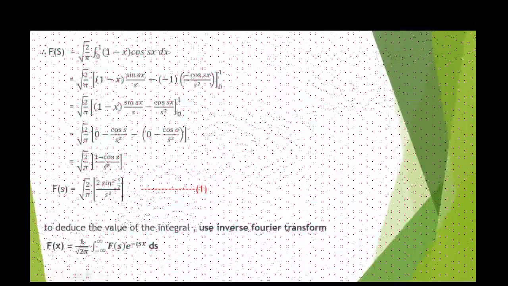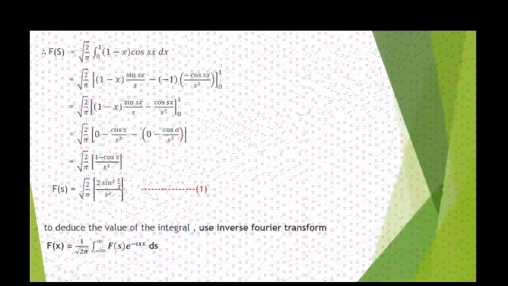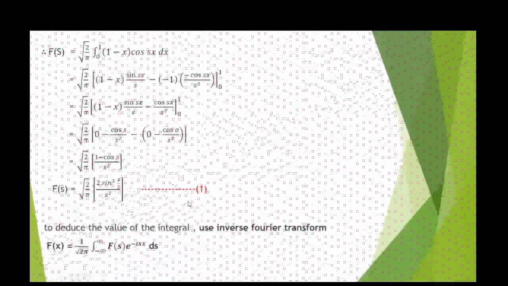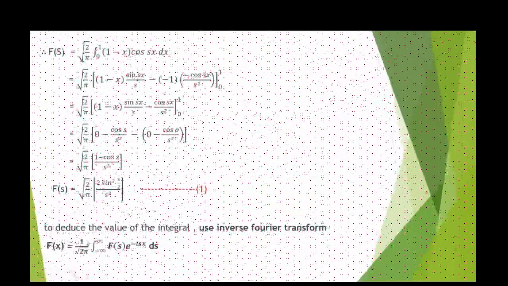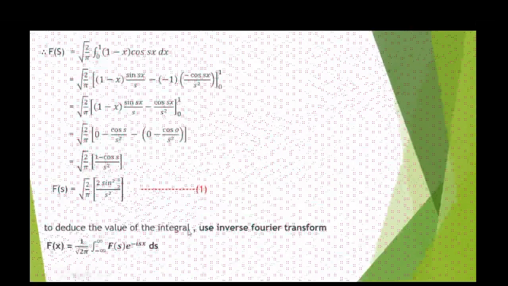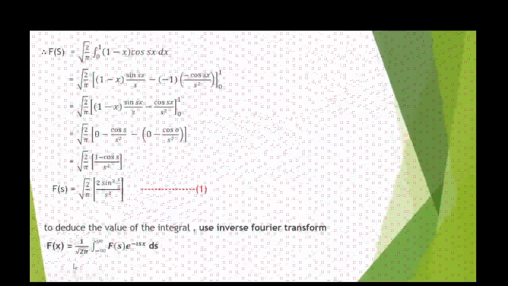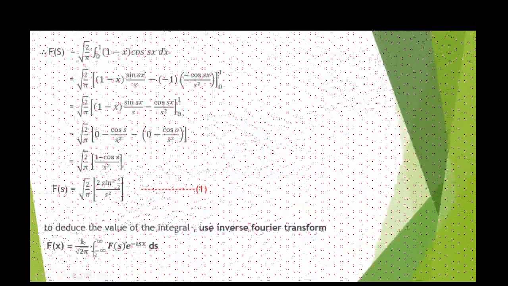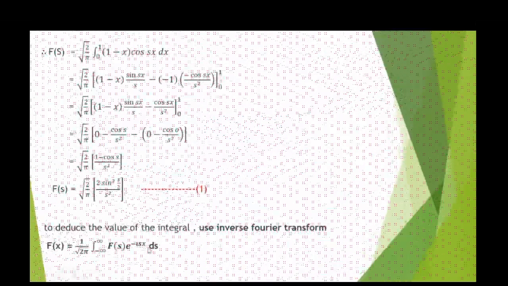And 1 minus cos s is replaced by the formula 2 sin square s by 2. Let it be equation number 1. Okay, so to deduce the value of the integral, we have to use the inverse Fourier transform. It is f of x equal to 1 by root 2 pi integral minus infinity to infinity F of s e power minus i s x ds.